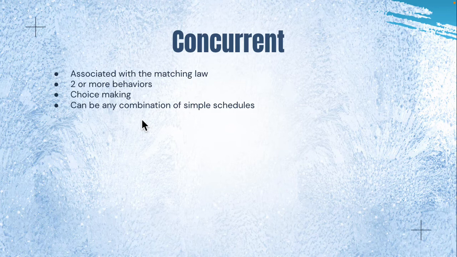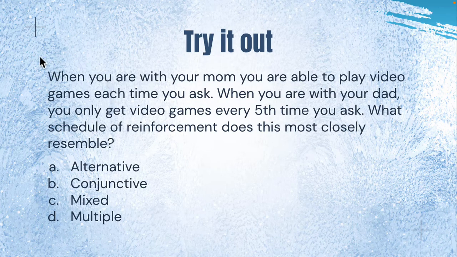All right, let's try our hand at a little bit of practice. Our first question. When you are with your mom, you're able to play video games each time you ask. When you are with your dad, you only get video games every 5th time you ask. What schedule of reinforcement does this most closely resemble? Alternative, conjunctive, mixed, or multiple?